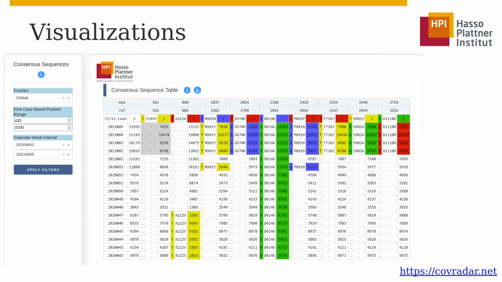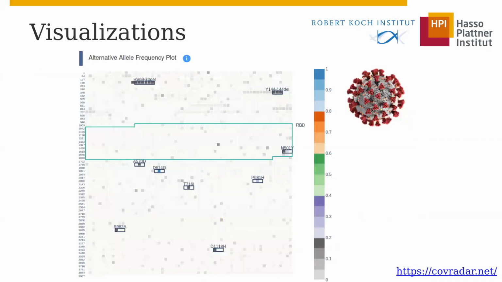What about the time before, when they are emerging? For that, we have the alternative allele frequency plot. Each box in this plot represents a nucleotide position in the spike. And the highlighted box is the RBD domain, short for receptor binding domain. This is the area which is connected to the human host cell. The color represents the frequency of the alleles which are not the reference base, so the alternative alleles.